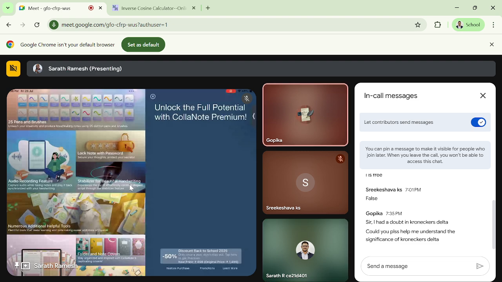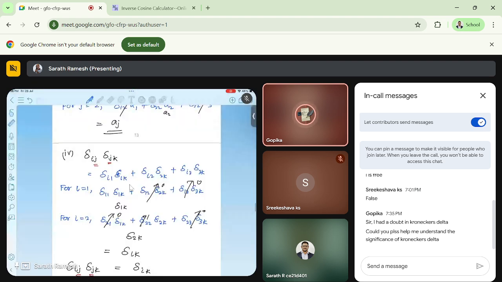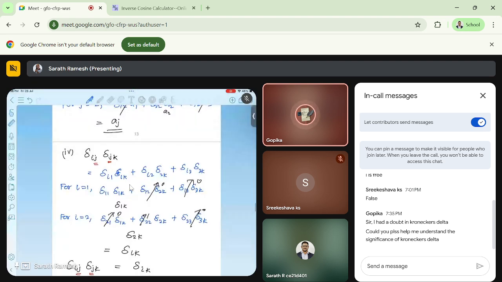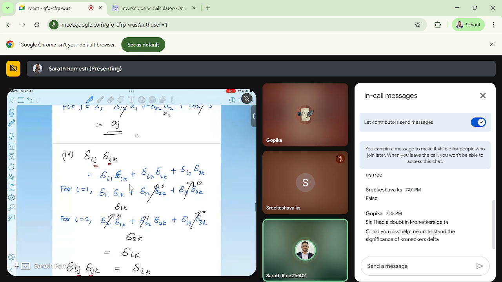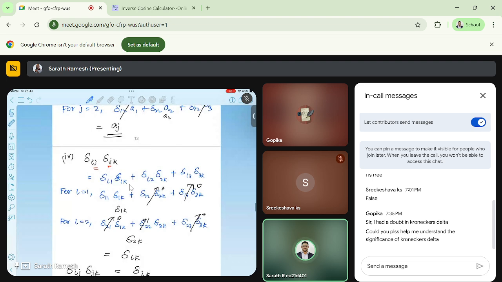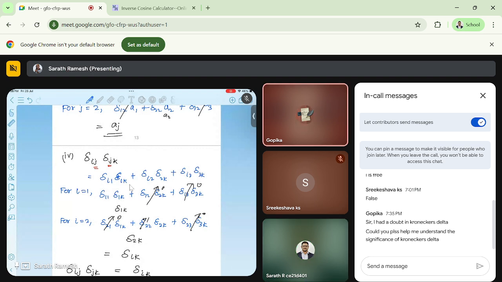Okay, thank you, sir. And sir, one more doubt I had. It was regarding the dummy index and free index. Ultimately we are summing everything, even if there are two i's or two j's, ultimately we are summing up to three. So what is the difference, other than them repeating? Free index we don't sum up, right? Only the dummy index we sum. For example, yes, the dummy index we sum.